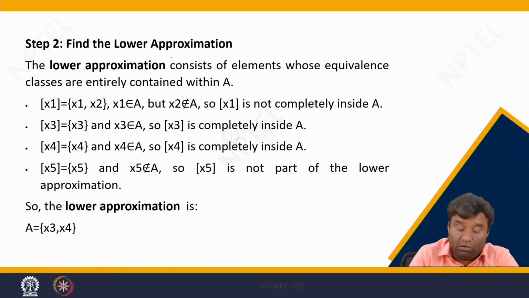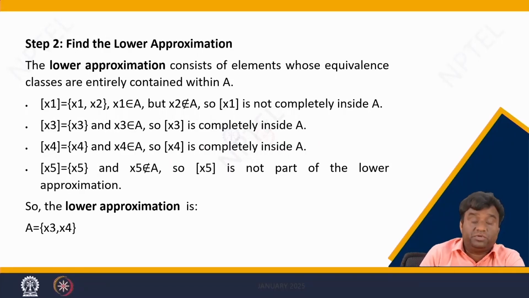Step 2, find the lower approximation. The lower approximation consists of elements whose equivalence classes are entirely contained within A. So for {x1, x2}, x1 belongs to A, but x2 does not belong to A, so the class is not completely inside the target set. x3 belongs to A, so x3 is completely inside the target set. x4 is also completely inside the target set, and x5 is outside. So the lower approximation of the target set A is {x3, x4}. You can write it like this: A lower bar of X.